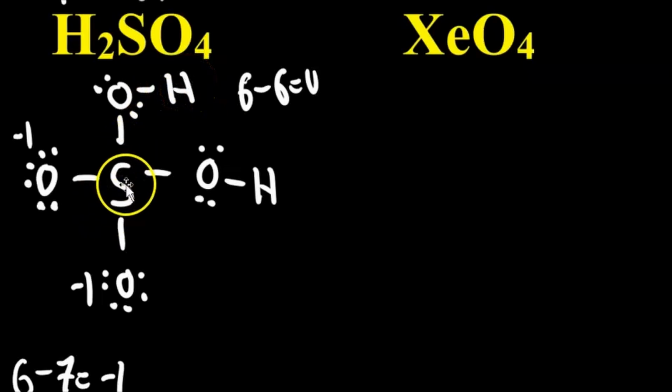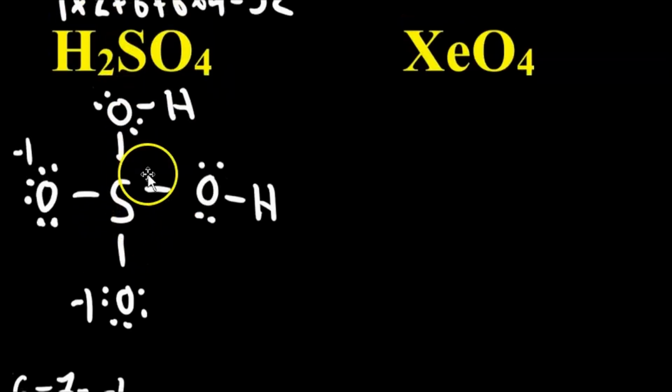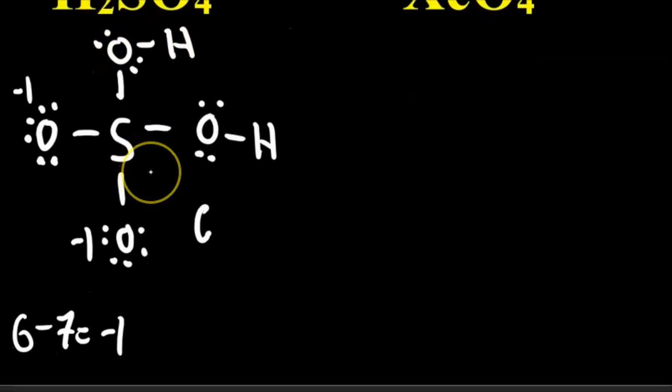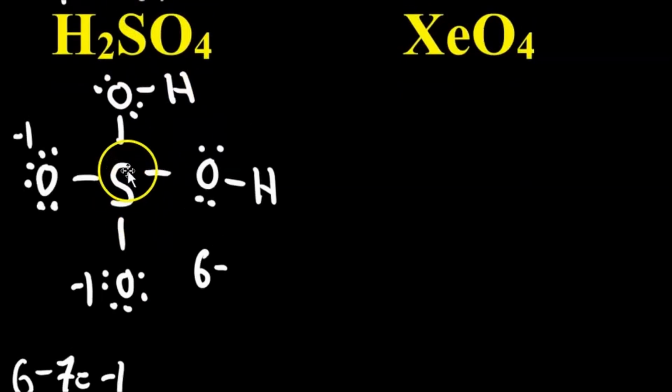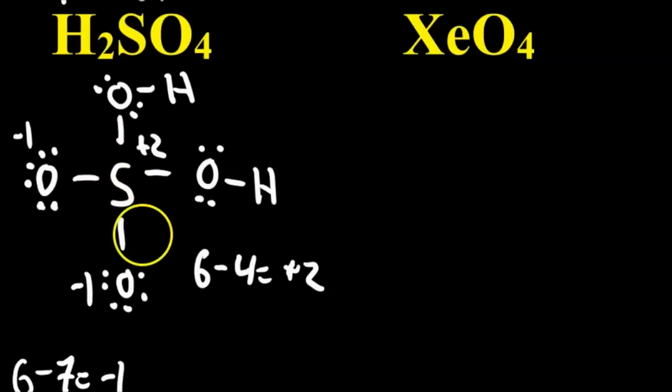And then sulfur, we expect there to be 6 based on our periodic table. And how many does it own? It owns 1 from each bond. 1, 2, 3, 4. So plus 2. So this has a charge of plus 2. Okay, so now our last step, we want the central atom. Since it's not carbon or nitrogen, we want the expected electrons to equal the owned. So it wants to own 6 electrons.